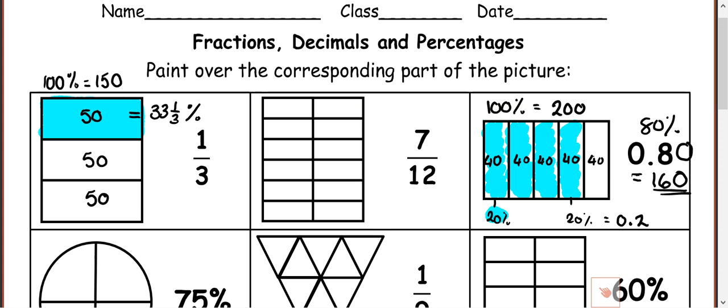Now, I've added that number in, haven't I? I've chosen a number that is easy to find 80% of. And I've done it by having lots of 20%. Nice and easy one to do. Alright?